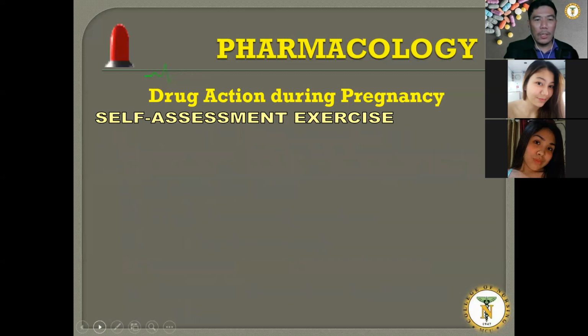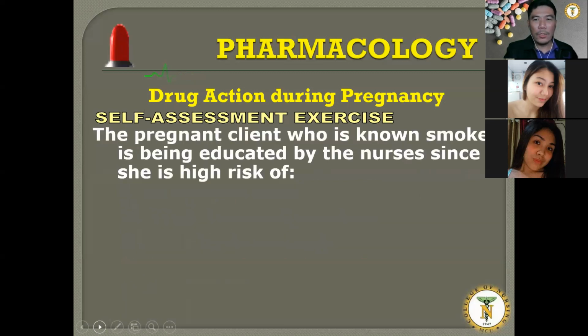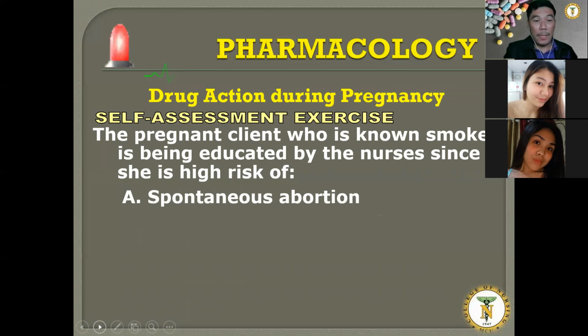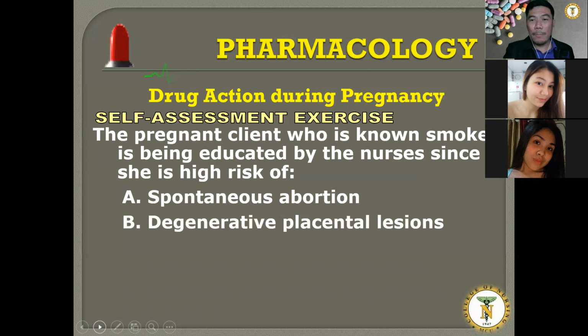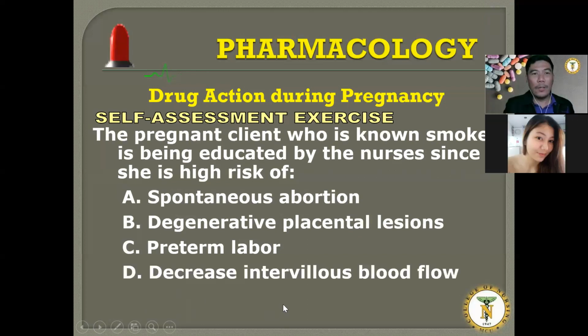Next question. The pregnant client who is a known smoker is being educated by the nurse since she is at high risk of A, spontaneous abortion. Letter B, the degenerative placental lesions. Letter C, we have preterm labor. And letter D, we have decreased intervillous blood flow.